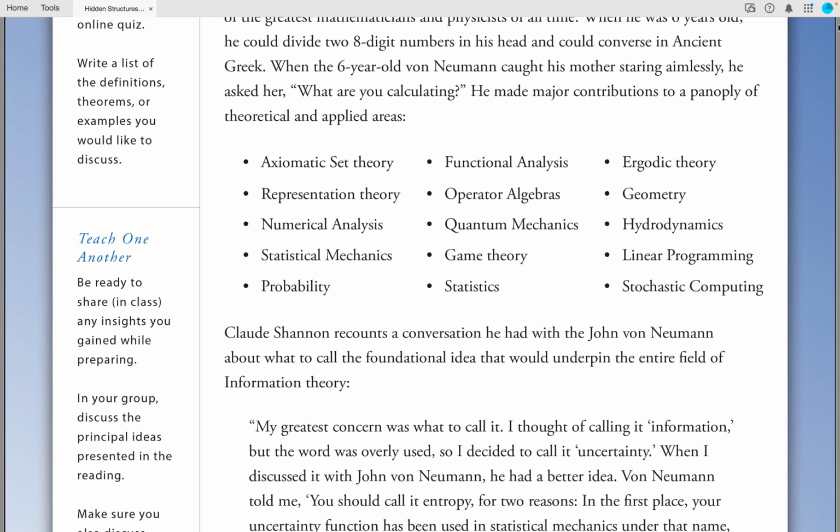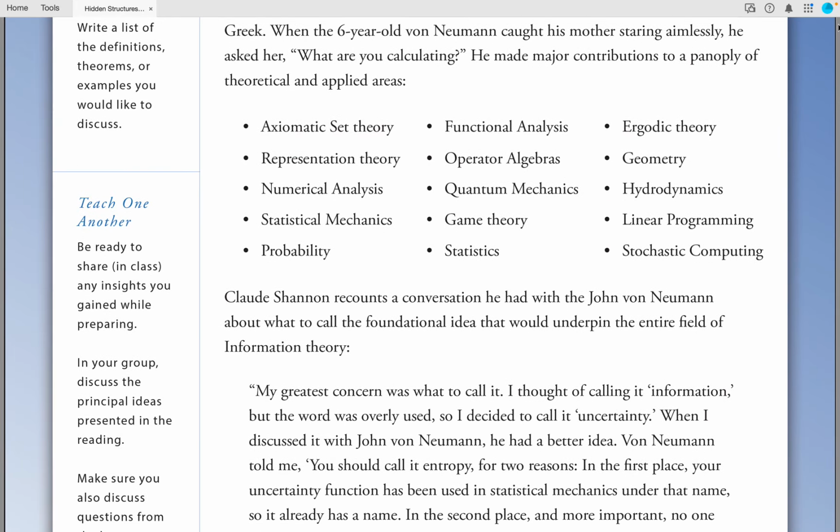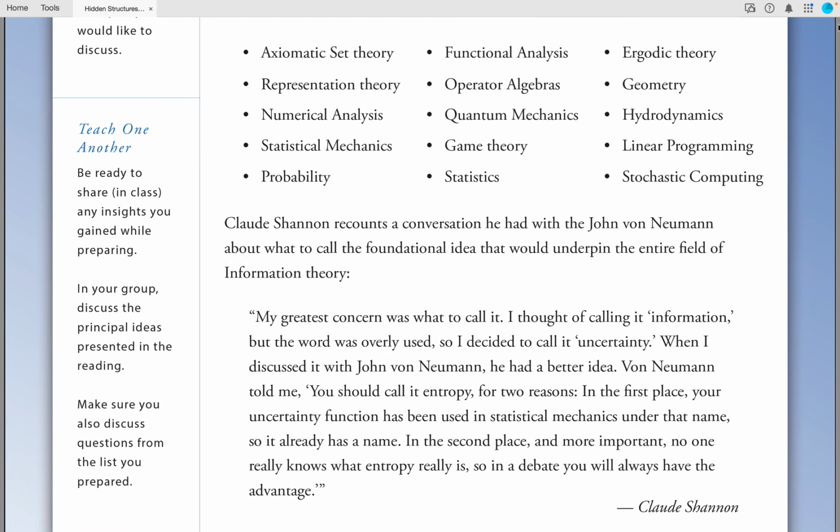Claude Shannon recounts a conversation he had with John von Neumann about what to call the foundational idea that would underpin the entire field of information theory. Quote, "My greatest concern was what to call it. I thought of calling it information, but the word was overly used, so I decided to call it uncertainty. When I discussed it with John von Neumann, he had a better idea. He told me, you should call it entropy for two reasons. In the first place, your uncertainty function has been used in statistical mechanics under that name, so it already has a name. In the second place, and more important, no one really knows what entropy really is. So in a debate, you will always have the advantage."